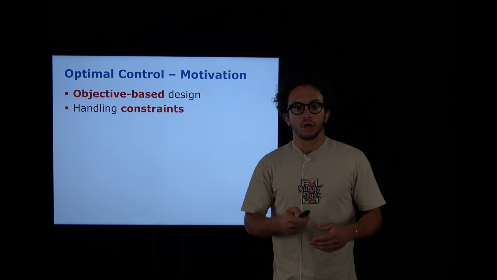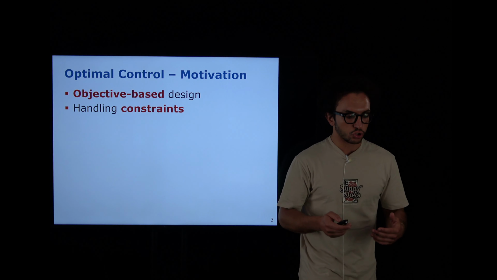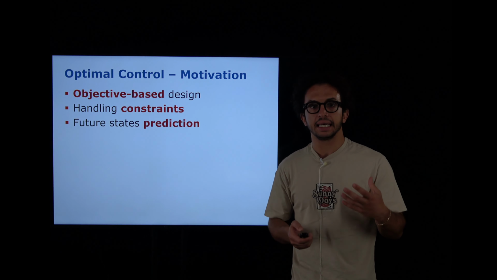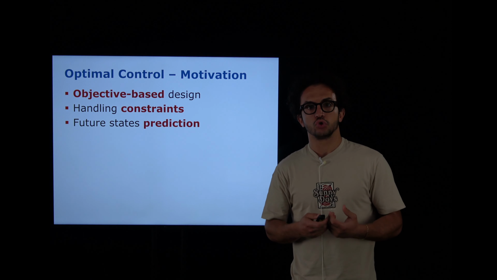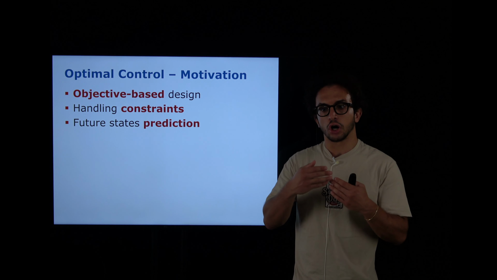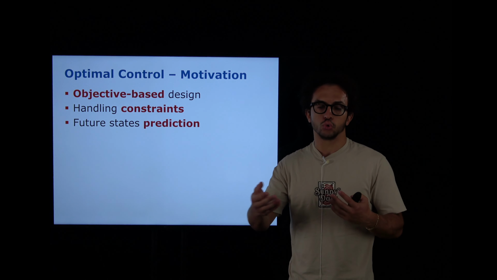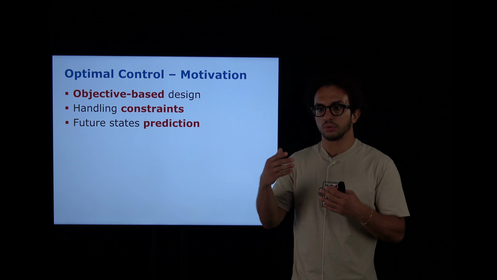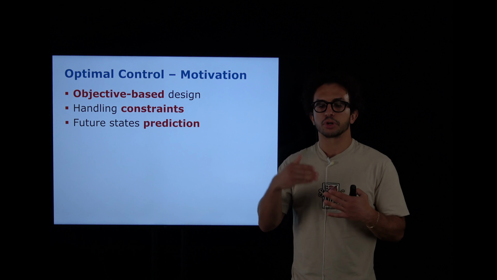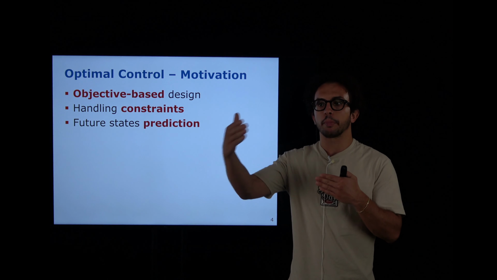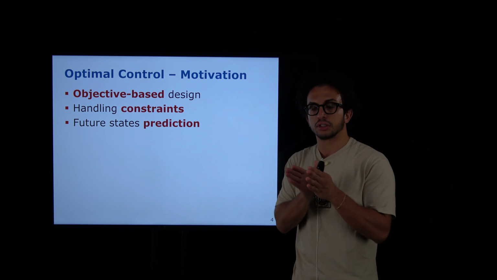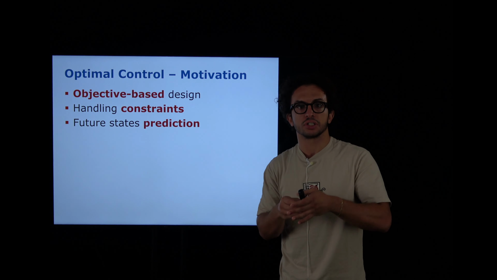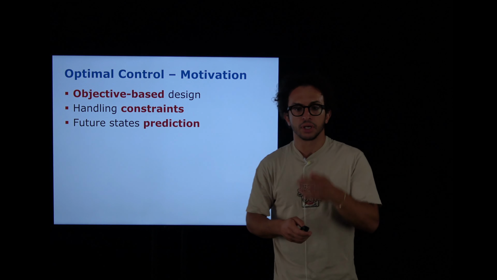Also, optimal control inherently has the idea of predicting the future state, because in order to have the optimal strategy to tackle a certain task, it has to have embedded somewhere the prediction of what's going to happen afterwards. So if I do this and not this other action, I need to know why I'm doing it, because there's a prediction of what happens in the future.